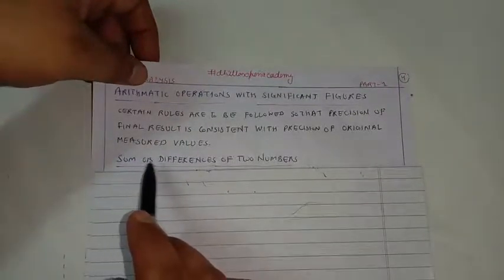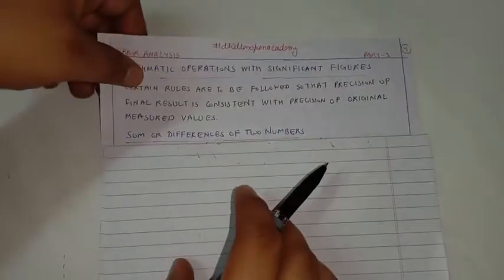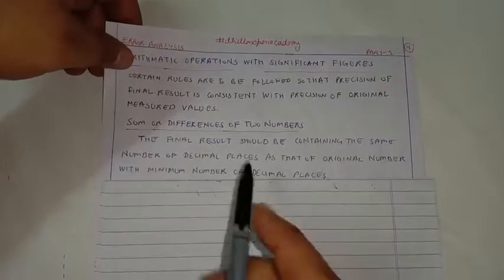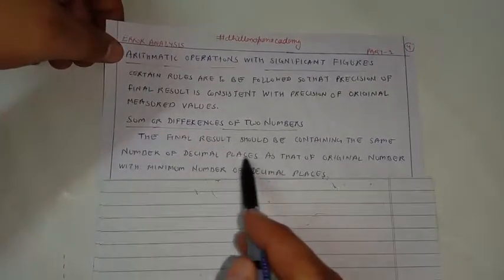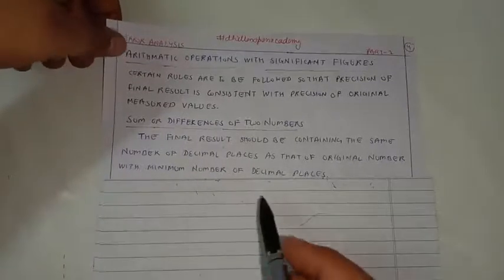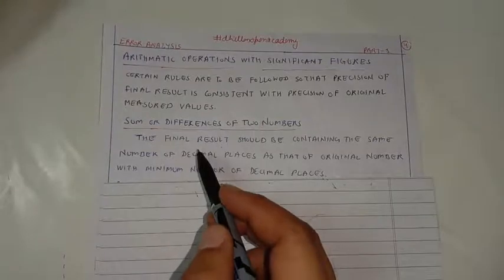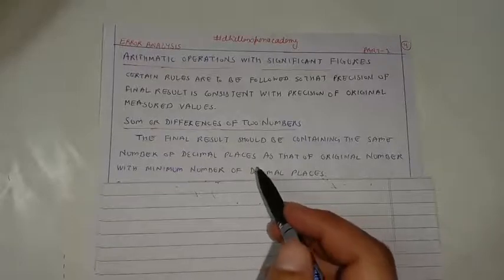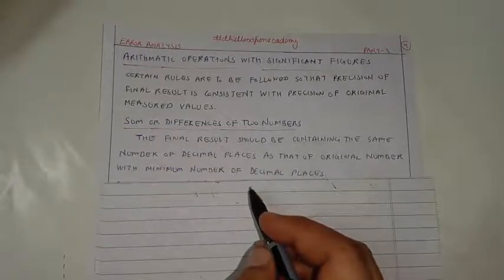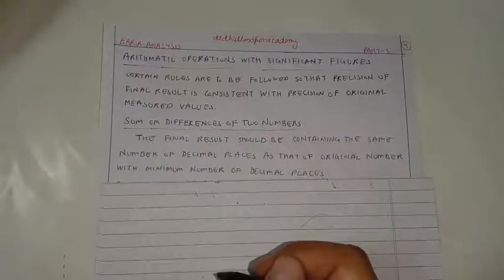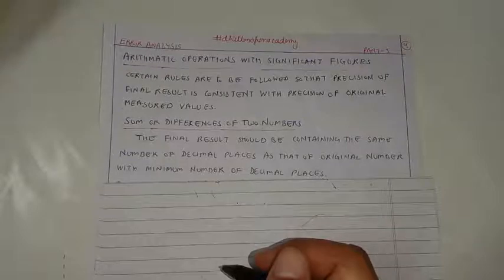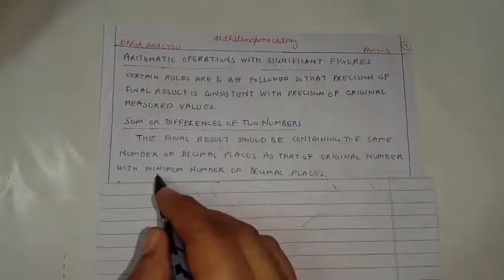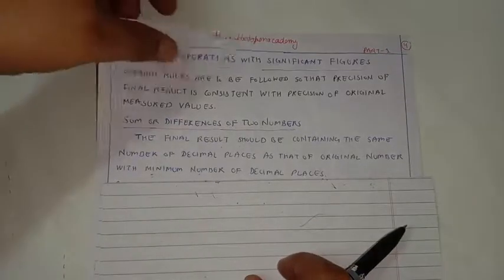First rule: if we are having the sum or difference of two numbers, that is, if we are adding two numbers or subtracting two numbers, then the final result should contain the same number of decimal places as the original number with the minimum number of decimal places. So when adding or subtracting, we have to look out for the number which contains the minimum number of decimal places. The final result, after difference or addition, must contain the same number of decimal places as that number.